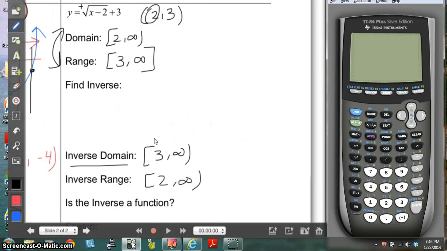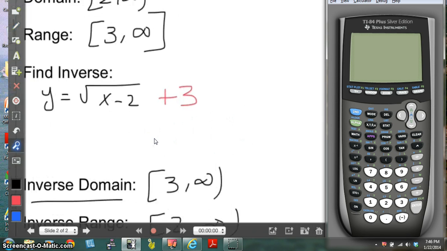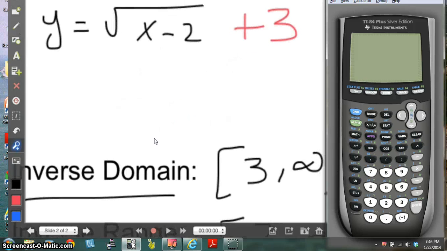Now how do you find the inverse? Again, you just write it down. Okay, so I need to cut this radical, and I have a plus 3 on the outside. To do this, let me make some room. The first step you should do is try to switch the x and the y. So x is equal to the square root of y minus 2, and plus 3 on the side. Now you need to solve for y. So you subtract 3, subtract 3. So x minus 3 is equal to the square root of y minus 2.